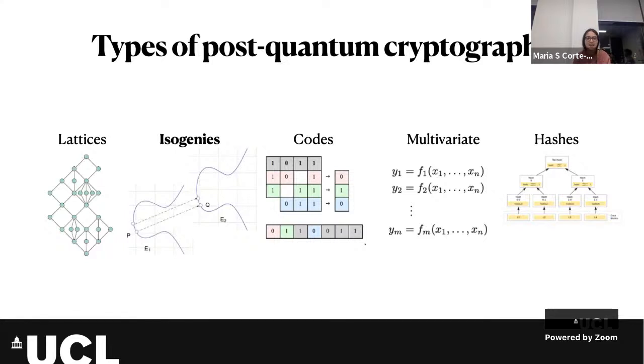And then the last one is isogeny-based crypto, which I'll go into more details later, and is the focus of my PhD.